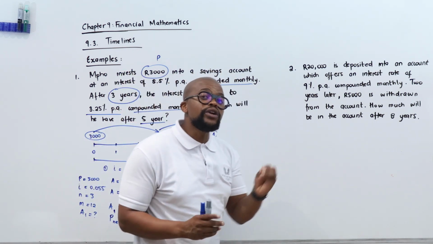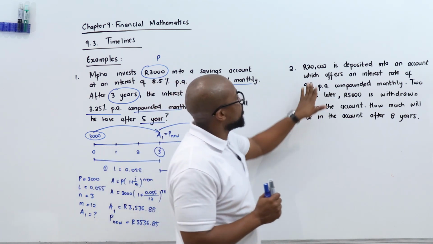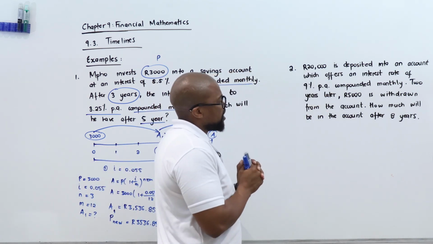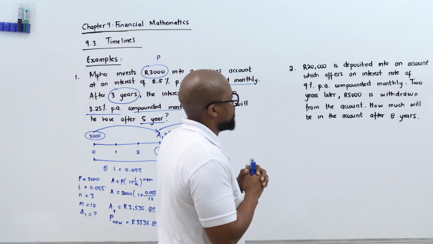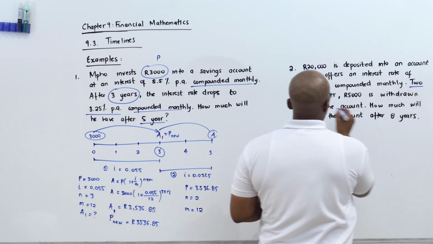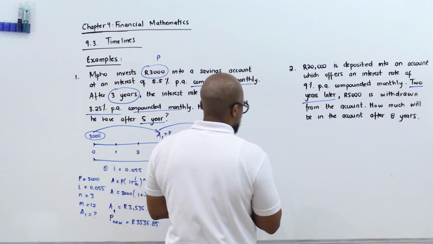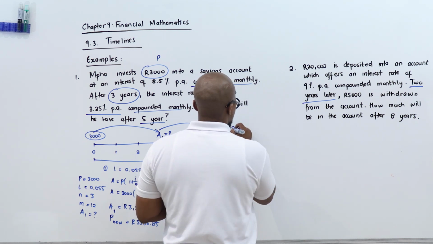Again, remember what we focus on? We focus on the year where the first change starts happening. Okay, so 20,000 Rand is deposited into an account which offers an interest rate of 9% per annum compounded monthly. 2 years later, so you see that the change is going to happen in 2 years. Okay, so let's try to draw a timeline for this one, for number 2.